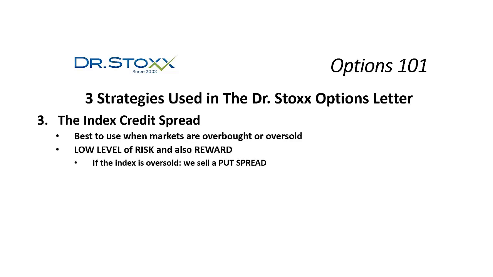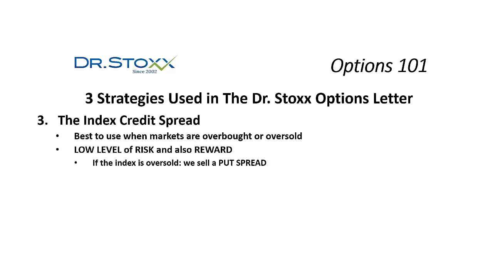I'll talk about that in just a moment. Here's how these work. If the index that you're looking at, let's say it's the NASDAQ 100 or the Russell 2000, the S&P 500, those are the three that we primarily focus on, those three indexes. If the index is oversold, we're going to sell. We're always selling in this case.